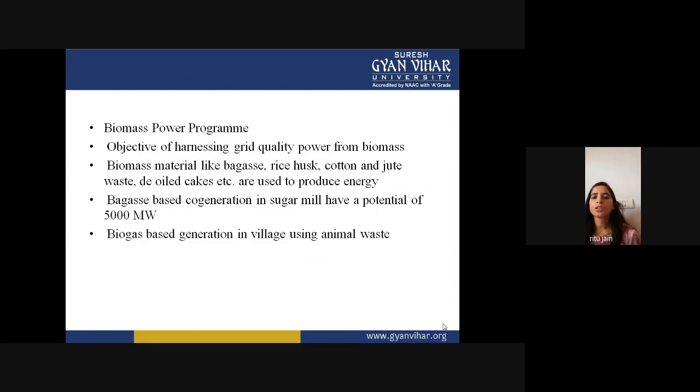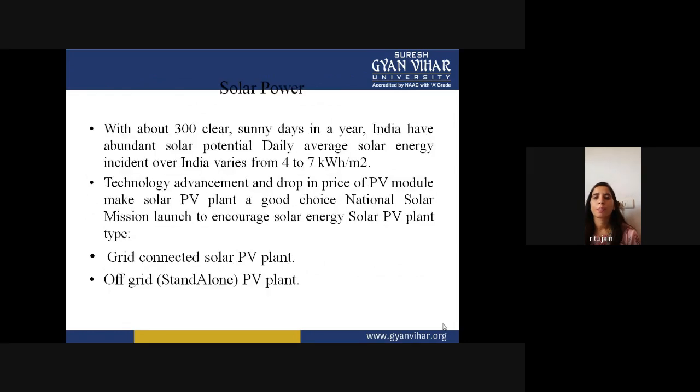Biomass based generation in villages uses animal waste. If we talk about villages, you can see many types of biogas plants. They use animal waste in those plants to generate energy.